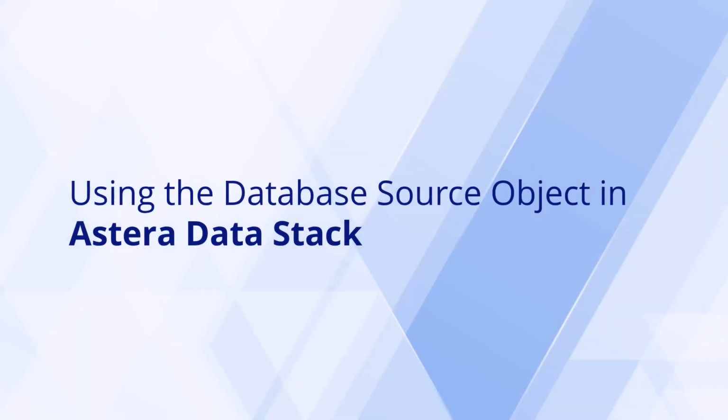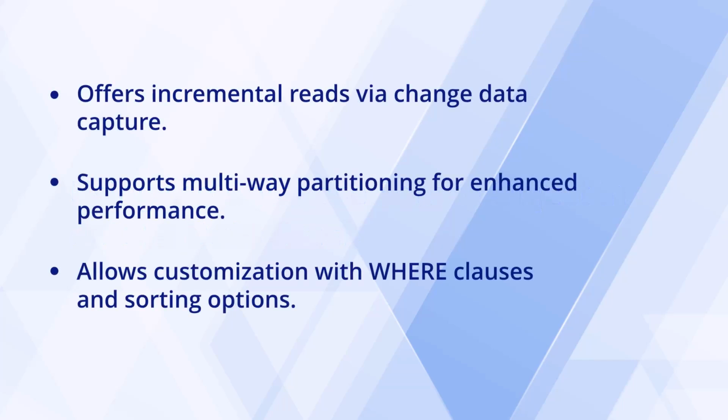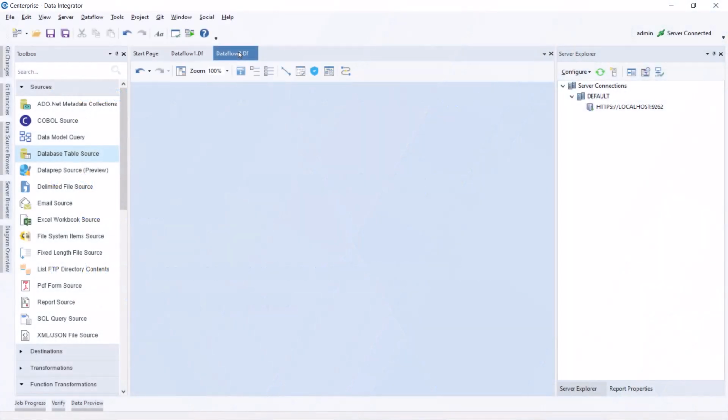Hi. In this video, we will see how a database table source object works in Astera. The database table source object is used to retrieve data from a database table. It offers incremental reads via change data capture, supports multi-way partitioning for enhanced performance, and allows customization with where clauses and sorting options. Let's see how it works in Astera.